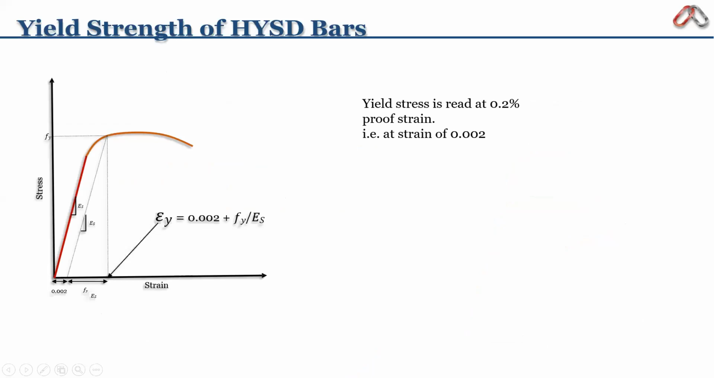Then the yield stress. Yield stress is read at 0.2% of the strain. Everybody knows this, you have already studied it. This graph is for the yield strength of the HYSD bar, that is high yield strength deformed bars. Whenever you are going to calculate yield stress, it is read at 0.2% of the proof strain, that is at the strain of 0.002. As you can see in this graph, stress is on the y-axis and strain is on the x-axis. The yield stress is noted at the 0.2% proof strain.